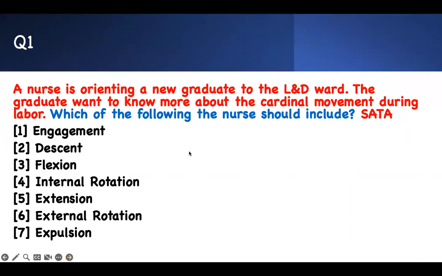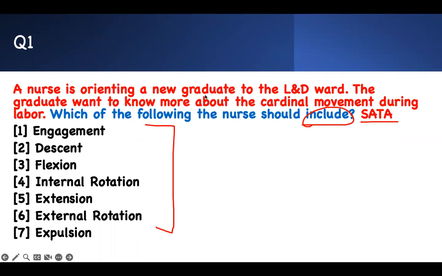First one. As usual, you get to read the question from the back and figure out what you're being asked, right? Which of the following should the nurse include? It's a select all that apply. If you don't know it, just leave it. There may be only one answer there or two answers. Don't pick it if you don't know it so that you don't lose the point.